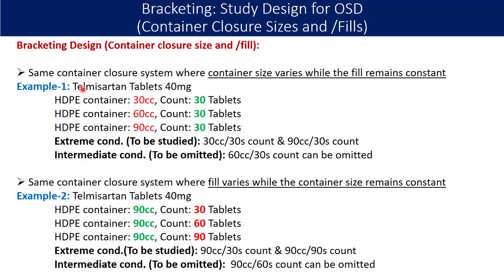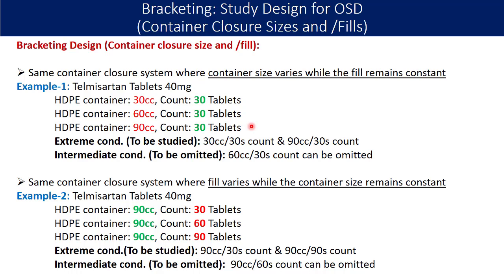And look at this example number one. I've taken the example of telmisartan tablets 40 milligram. As a part of this first case, the container size varies. So this is the container used, HDPE container, 30 cc, 60 cc and 90 cc. What is the next statement? While the fill remains constant. So I am going to keep the fill constant: 30 counts of 40 mg tablets, 30 counts of the 40 mg tablets, and again 30 counts of the 40 mg tablets. Have I kept the fills constant? Certainly yes.